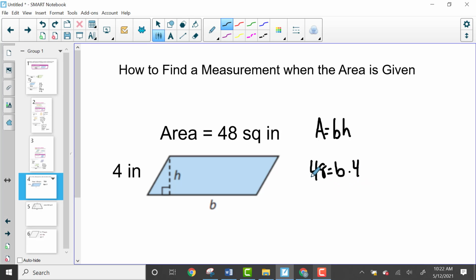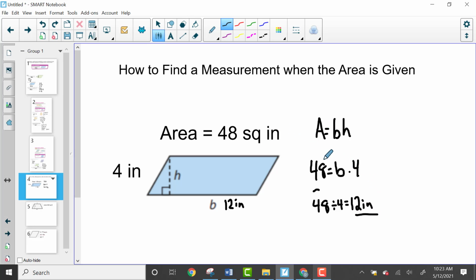Now whenever you're trying to find a length or a measurement when the area is given, you take all of the numbers, work the problem out on the right side, and then you take the area and divide it by that number. This is pretty simple because we only have one number, which is 4. So we take 48 and divide it by 4, and that's going to give us 12 inches for the base. It's not square inches because it's not area. We're just trying to find a measurement.